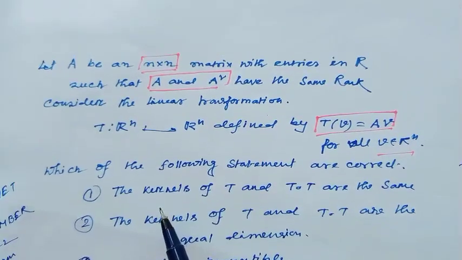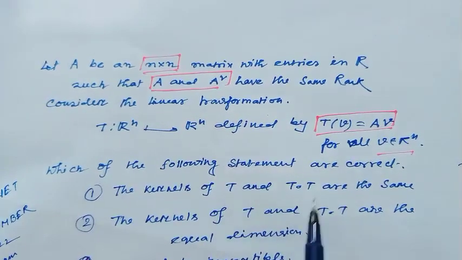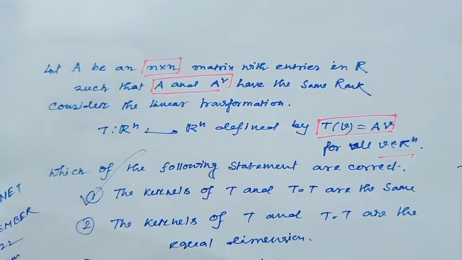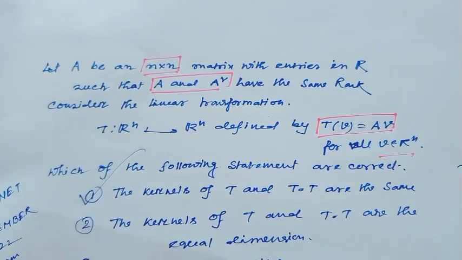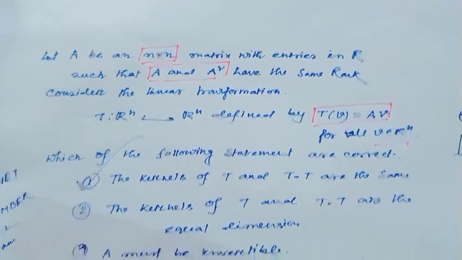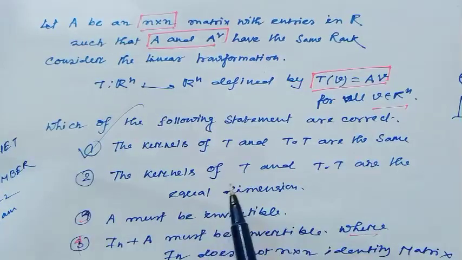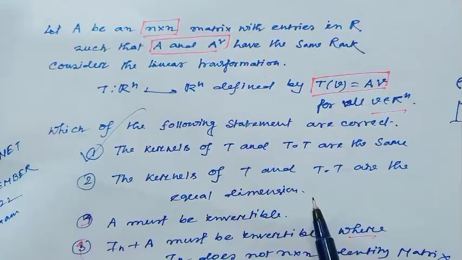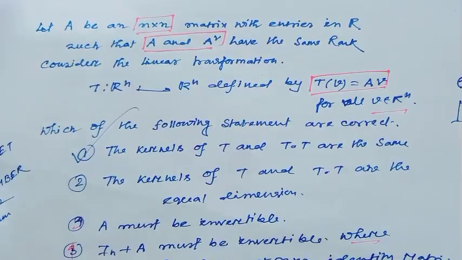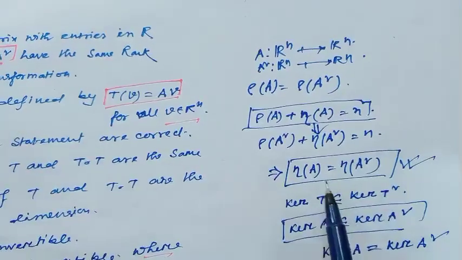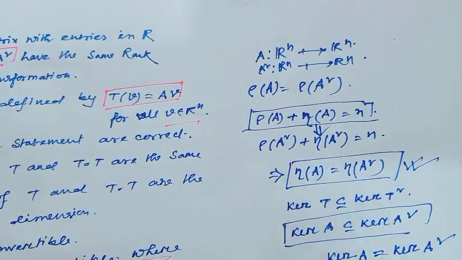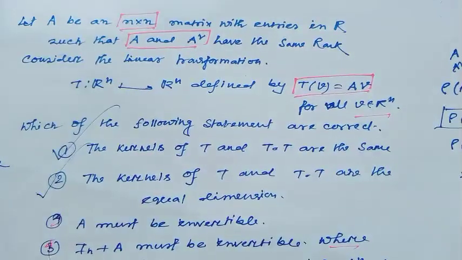Option 1 says kernels of T and T composed with T are the same. Obviously this is true because I have got kernel of A equal to kernel of A square. And notice option 2: kernels of T and T composed with T have equal dimension. This is obviously true because nullity of A equals nullity of A square, since rank of A equals rank of A square. Option 2 is also a right option.